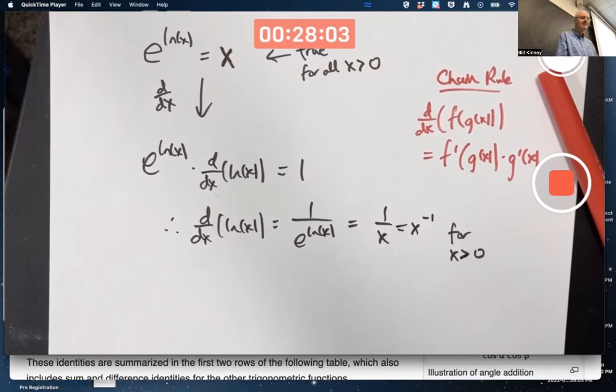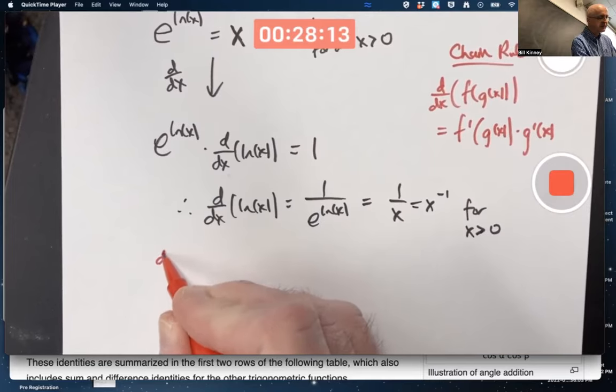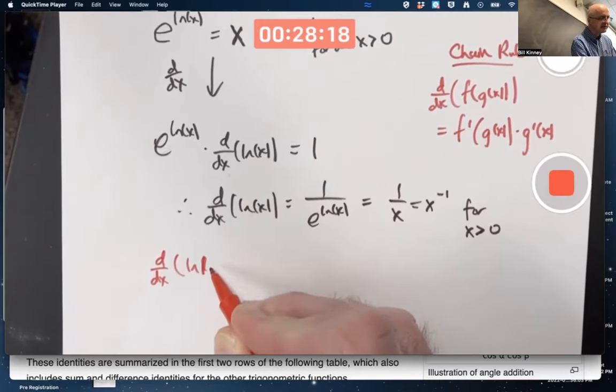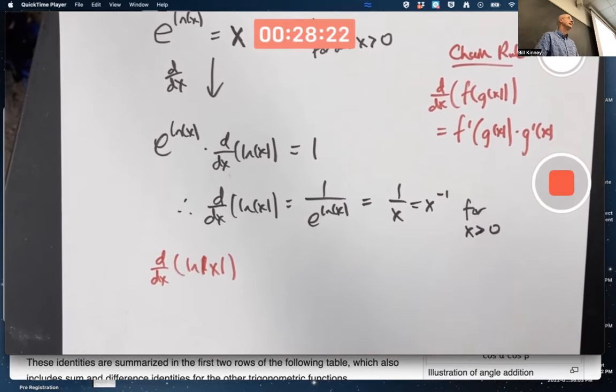Actually, before we derive the derivatives of inverse sine, inverse cosine, and inverse tangent, let's also figure out the derivative of natural log of the absolute value of x, which is a function that's defined as long as x is non-zero.